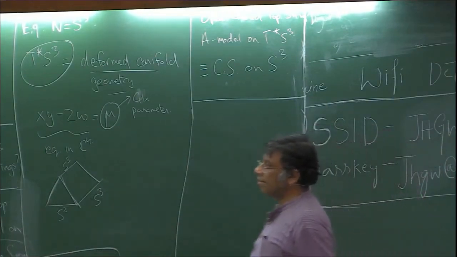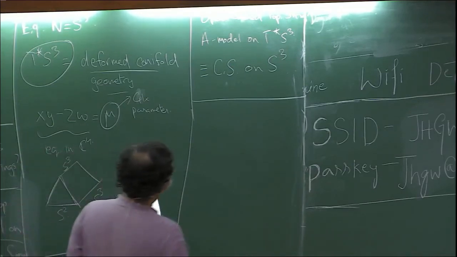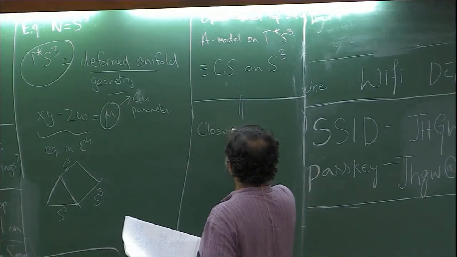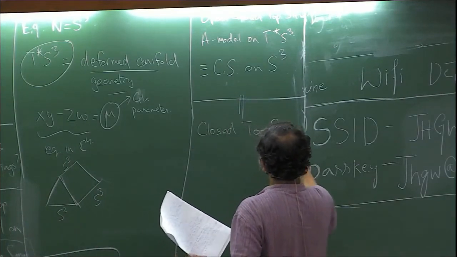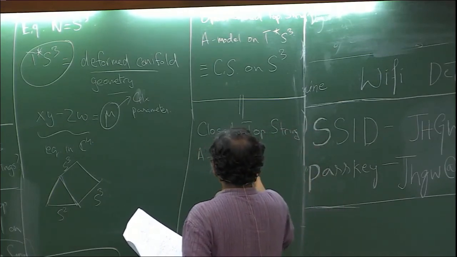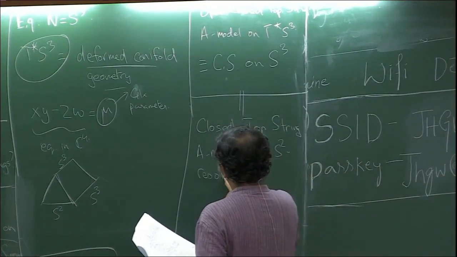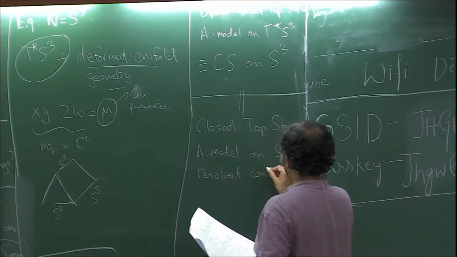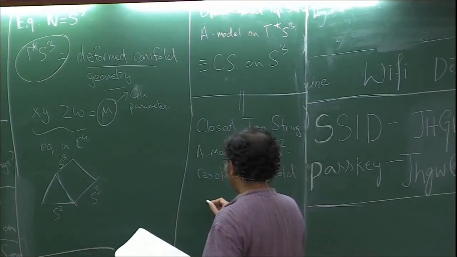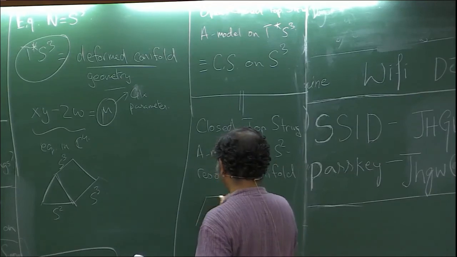So what does this equivalence say in this particular case? It actually says that this is equal to the closed topological string A model on what is called the S2 resolved conifold, which is in some sense a kind of dual of this, in the following sense.